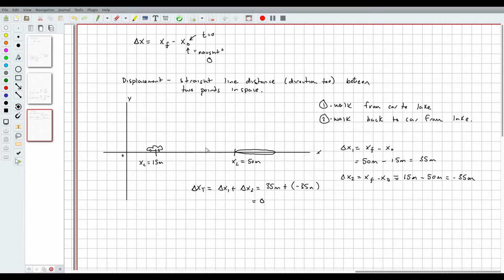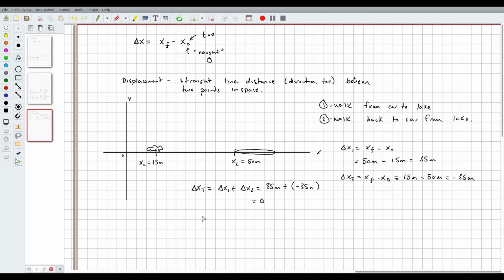So I think it's pretty clear that we did go somewhere. We walked to the lake, had some fun, and then walked back to the car. But from a displacement standpoint, we started at the car and we ended at the car, which means that overall we didn't go anywhere. So as you can see, displacement isn't a total distance. It is a straight line distance from where you start and where you end up.